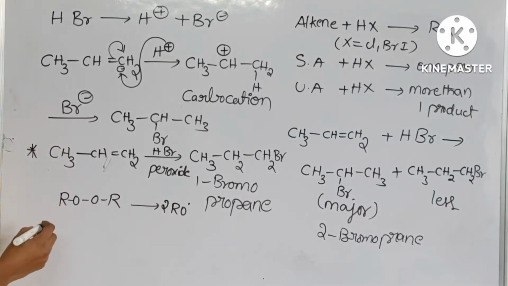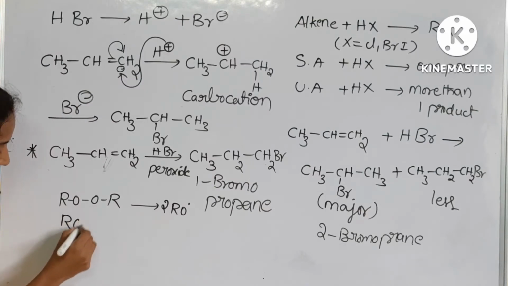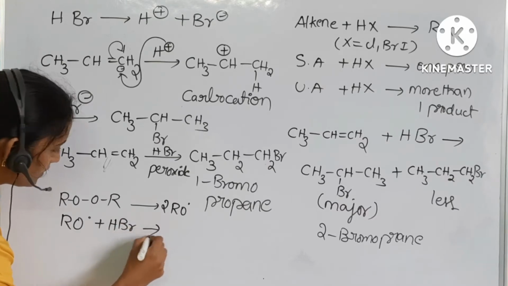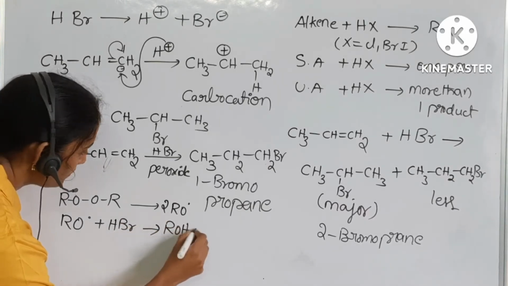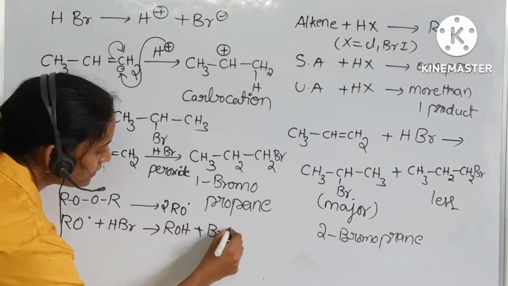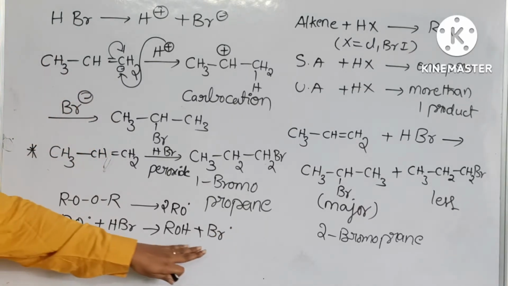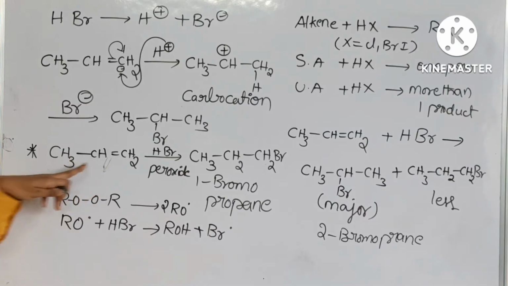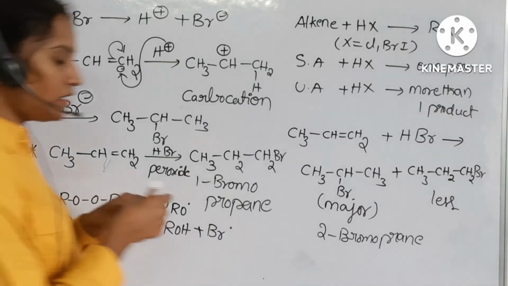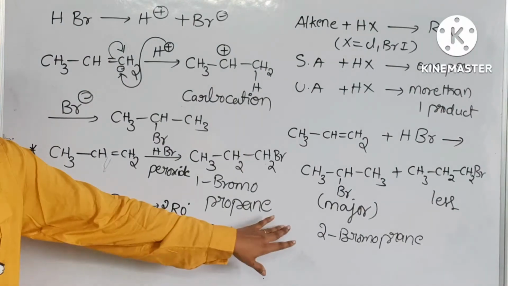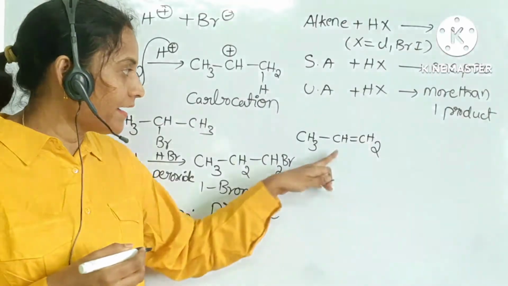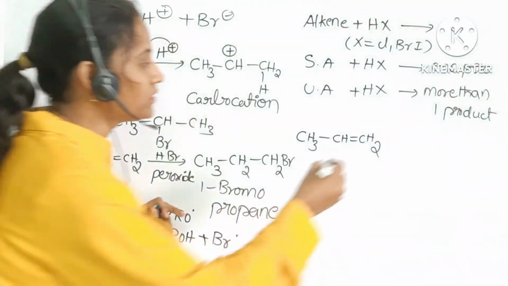This alkoxy radical further abstracts a proton from HBr, then alcohol is formed and the Br radical will be formed. Then this Br radical is going to attack this propene. I'm going to write the remaining steps here. The formed bromine radical attacks this double bond.